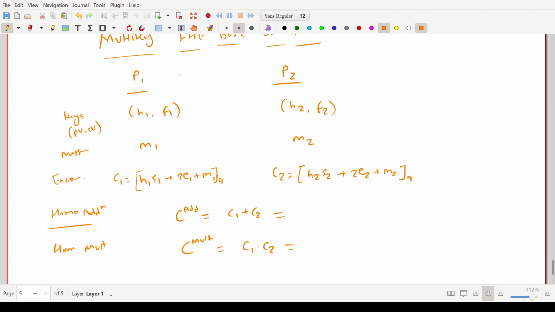For addition it is very easy. It will be H1 S1 plus H2 S2 plus 2 times E1 plus E2 plus M1 plus M2, correct? Again, this decryption is only possible if this error part is less than Q by 2, and everything is going modulo Q here.